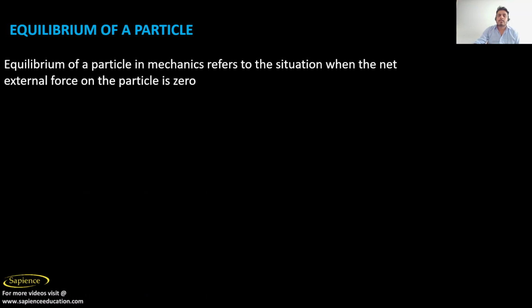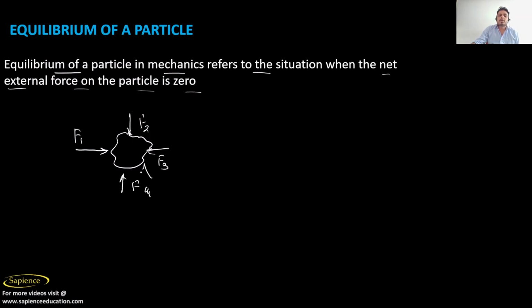Okay, now what is equilibrium of a particle? So first of all you need to think by definition. Equilibrium of a particle in mechanics refers to the situation when the net external force on the particle is zero. For example, suppose there is a body, and a force F1 is acting from here, force F2 is acting here, forces F3, F4. Numerous forces are acting.